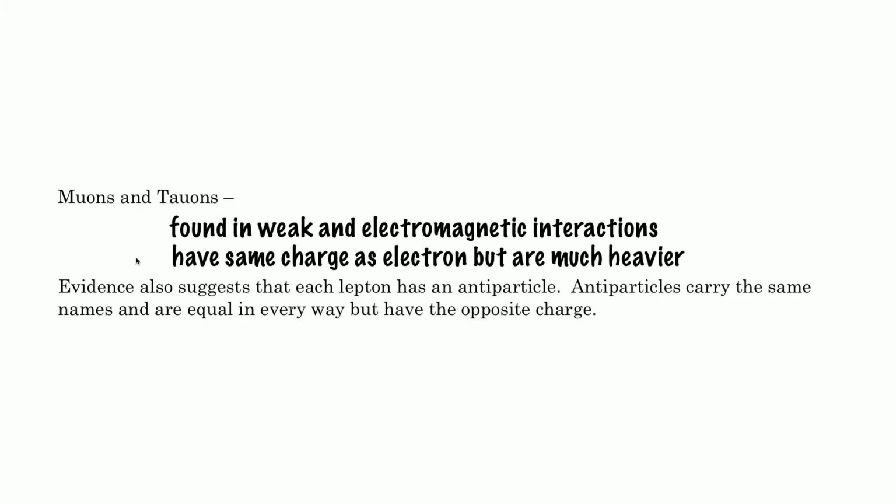Muons and tauons are found in weak and electromagnetic interactions. They have the same charge as an electron, but are much heavier. Evidence also suggests that each lepton has an antiparticle. Antiparticles carry the same names, are equal in every way, but have the opposite charge. And so these muons and tauons are found in weak and electromagnetic interactions, and those are things that you can look for and do some reading on your own.